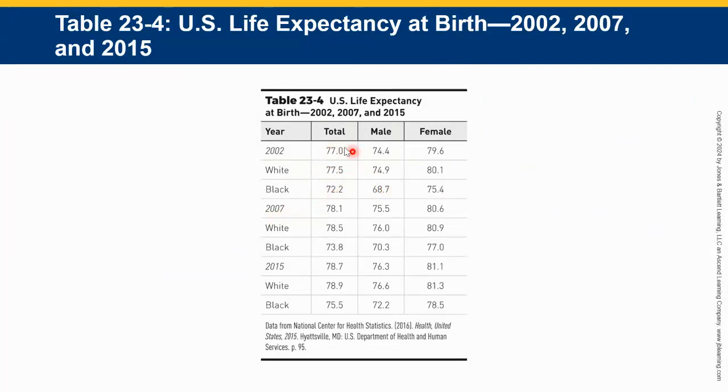In 2007, it went from 77 years old to 78.1, women still being greater than men. And in 2015, it went from 78.1 to 78.7. And now it's close to 80 years old. Again, females having more longevity or longer life expectancy than men.